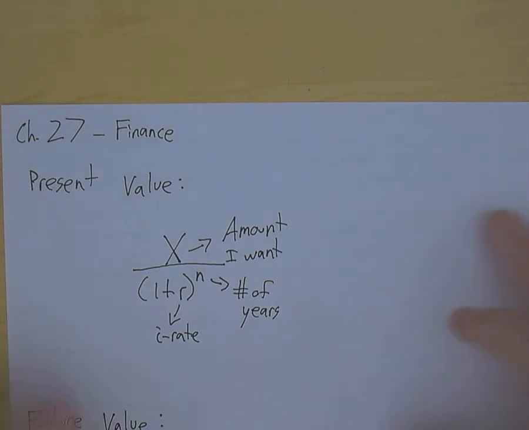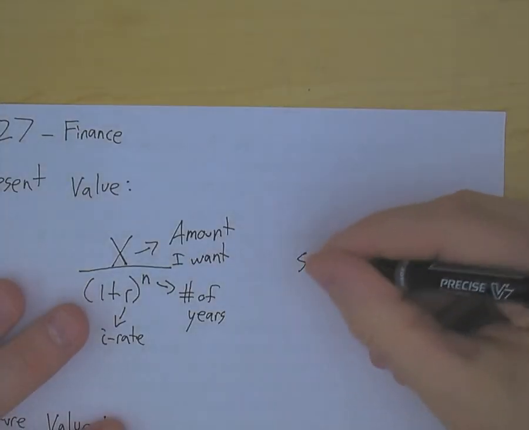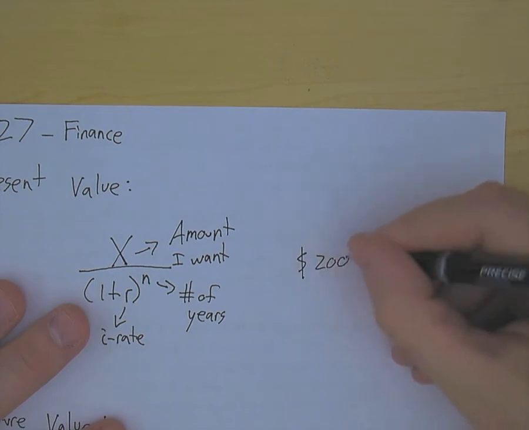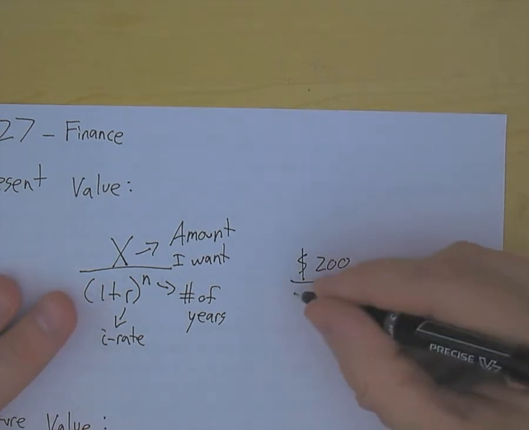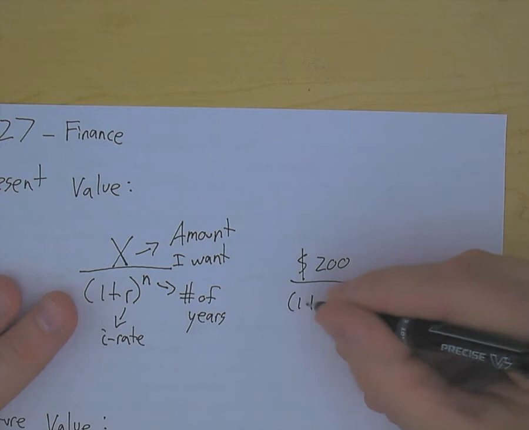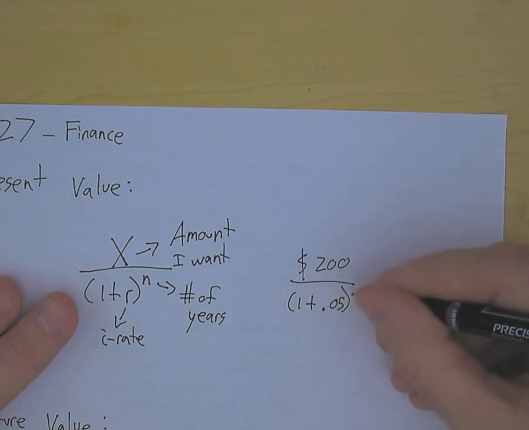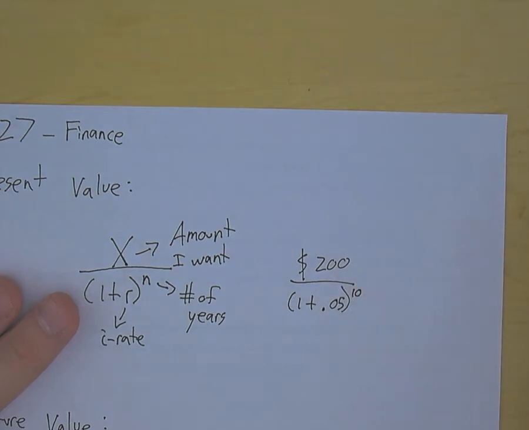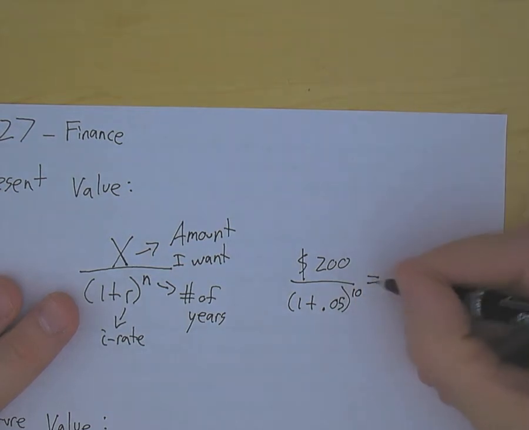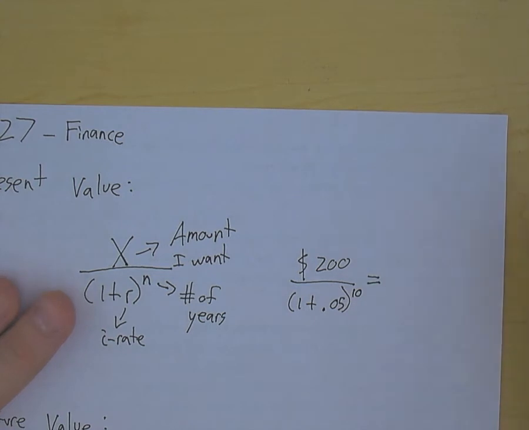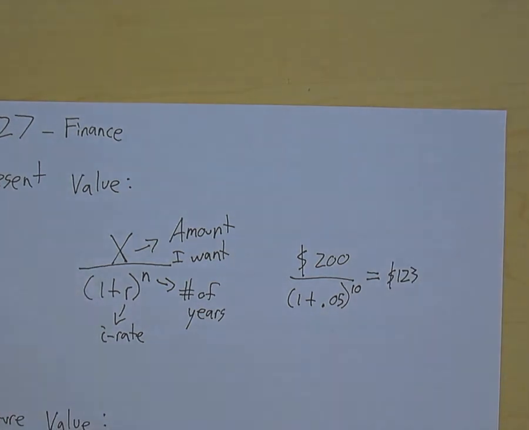So let's go for example. I would like to have $200 in the future. And let's say the bank is paying 5% interest, and I want to have that $200 in 10 years. How much money do I need in the bank today to get that $200 in 10 years with 5% interest? And the answer, if you do the math, is $123 in the bank today.